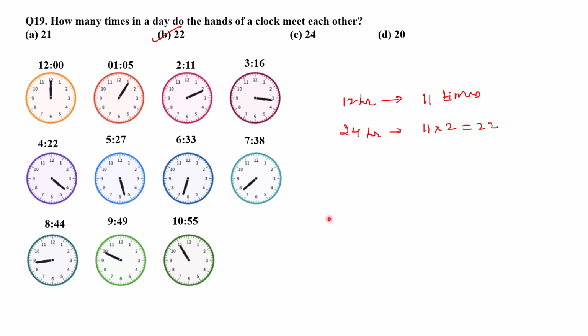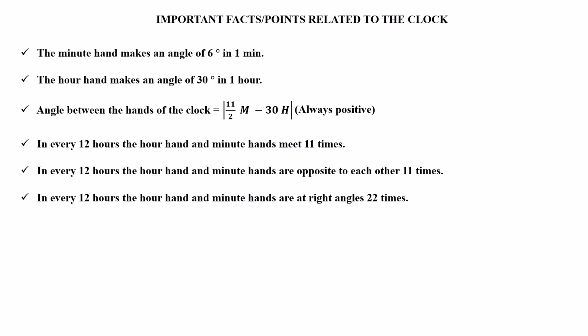Okay, so now I'm going to tell you some of the facts about the clock which you should know. Then it will be easy for you to solve the questions. Now these are the important facts or points related to the clock. The minute hand makes an angle of 6 degrees in 1 minute. The hour hand makes an angle of 30 degrees in 1 hour. And to find the angle between the hands of the clock, you can use this formula, and I have put the mod symbol here. It means the value should always be positive.